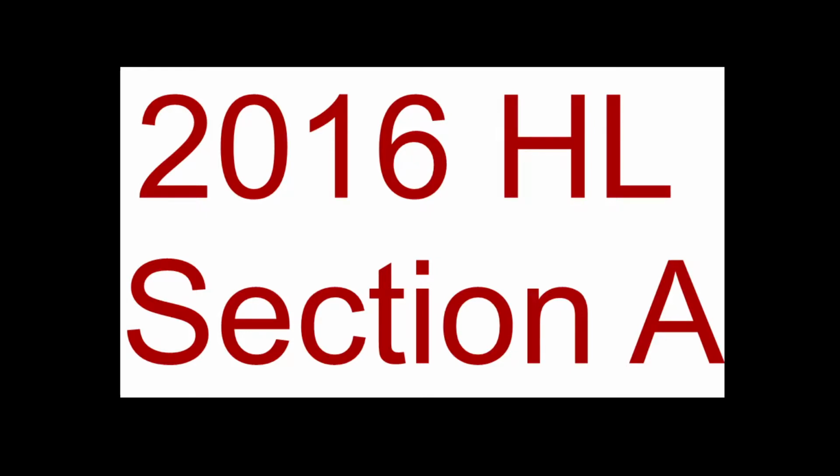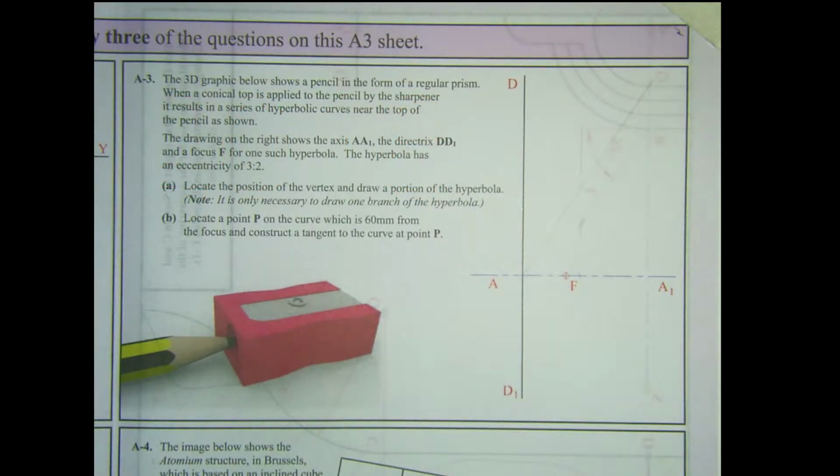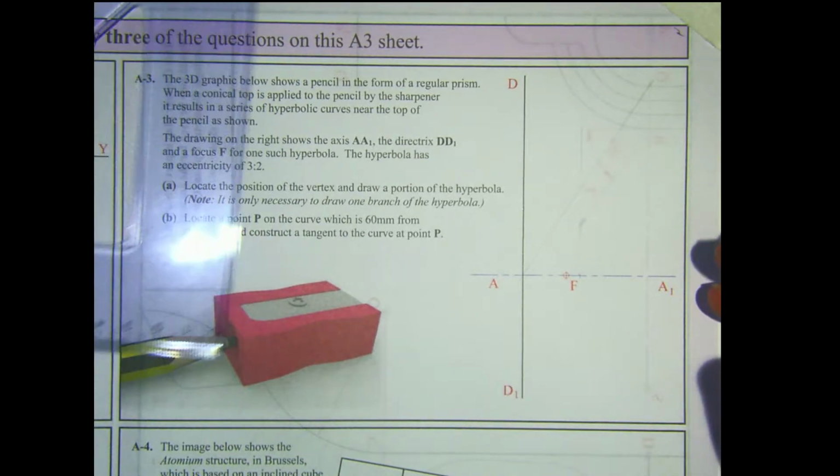This video is the 2016 Higher Level Section A, questions A3 and A4. So in this question, the drawing on the right shows the axis A1, this one, and the directrix D1, and a focus F for a hyperbola. The hyperbola has an eccentricity of 3:2.